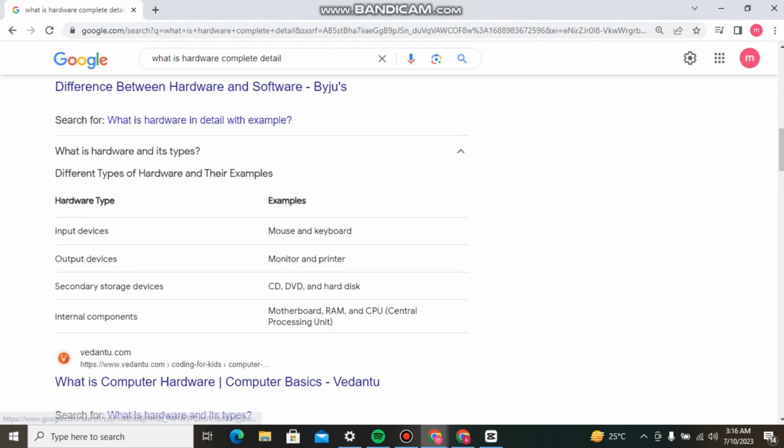Next, what is hardware and its types? Input devices like mouse and keyboard, output devices, monitor and printer, secondary storage devices, CD, DVD, hard disk, internal components, motherboard, RAM, and CPU, which is central processing unit.